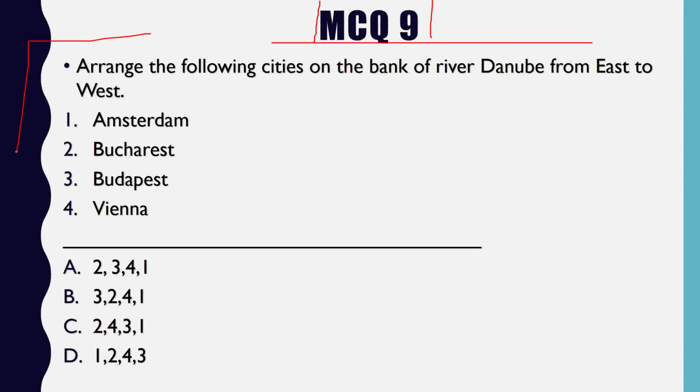So this right here is the final MCQ, MCQ number 9. Let me read it out for you. Arrange the following cities on the bank of the river Danube from east to west. First of all, you need to know that Danube is a very important river in Europe. It is the second longest river in Europe after the river Volga, of course. So we need to arrange all these cities that are on the bank of the Danube from east to west.